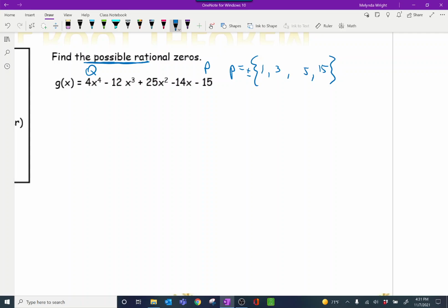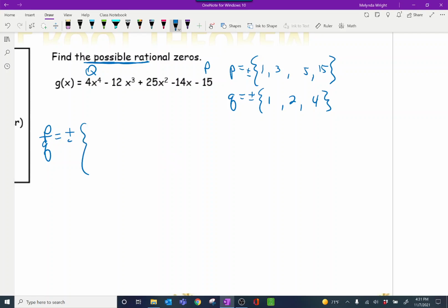So now let's look at Q. Q would be all the plus or minus of, let's see, 1 times 4, which is 4, and then 2 times 2, and that basically gives us all of those. Okay, so here's what we do. We're going to find all of our possibilities by doing a fraction, P over Q. So P over Q is going to equal plus or minus all of these options.